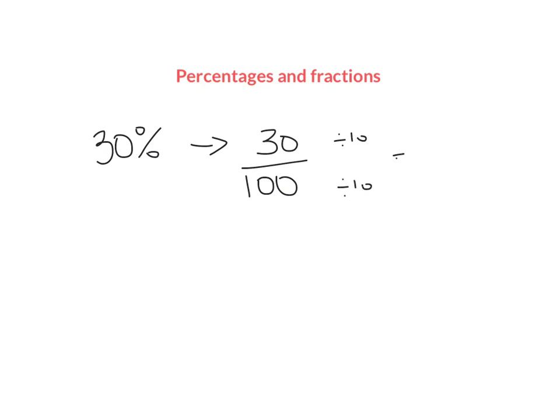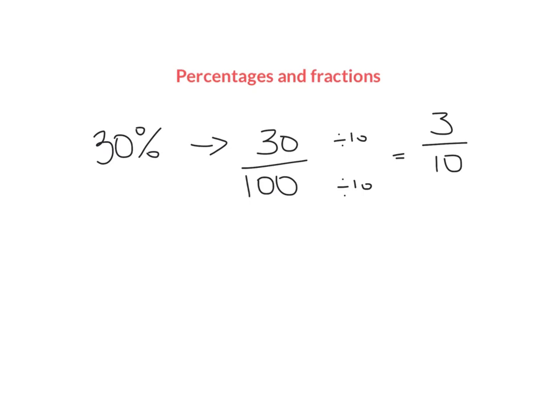So let's say I had 30%. Now we know that all percentages are out of 100. So all we have to do to change 30% into a fraction is go 30 over 100, because that's what percentage is out of, and then we can just simplify it down. If I divide the top and bottom of the fraction by 10, that gives me 3 over 10. Now that won't simplify any further than that, so that's that first question done.